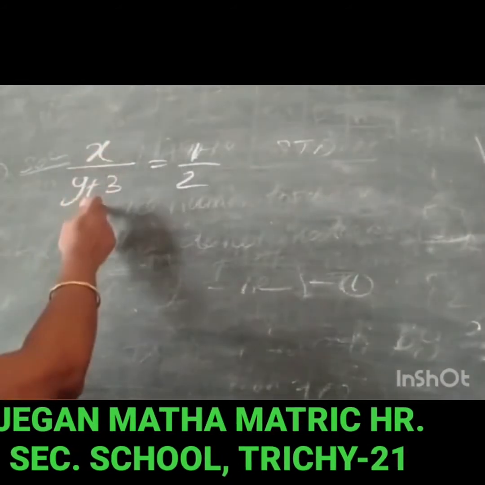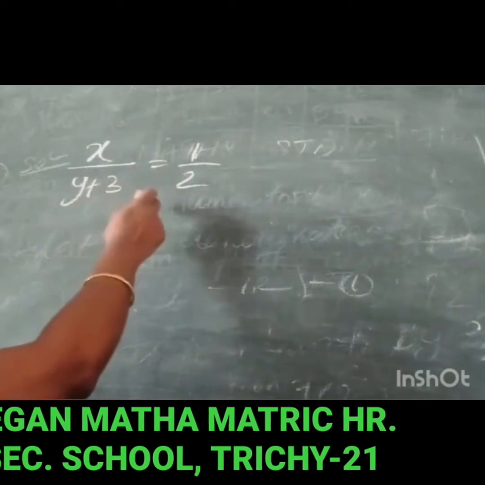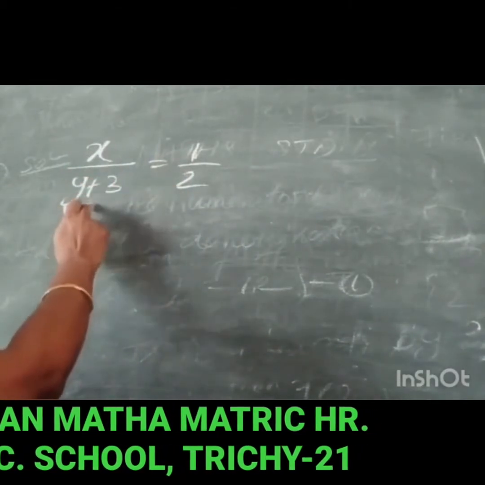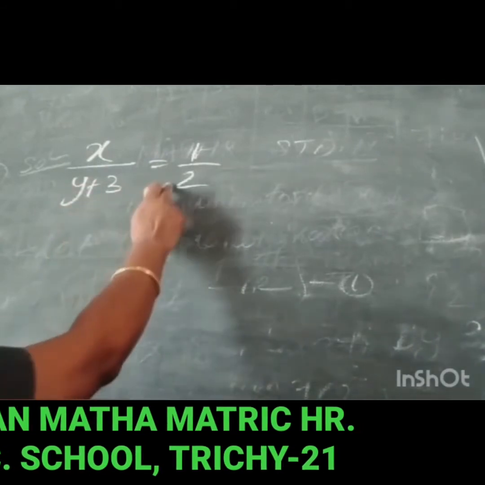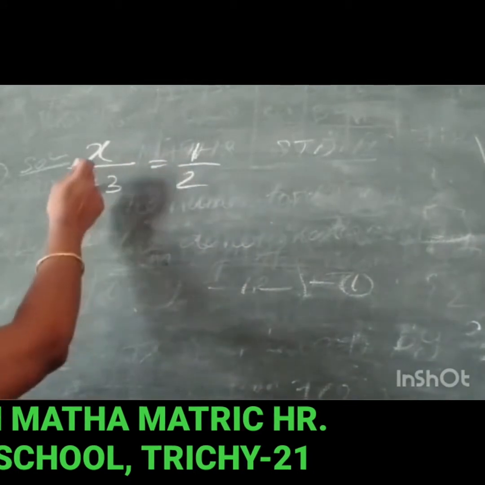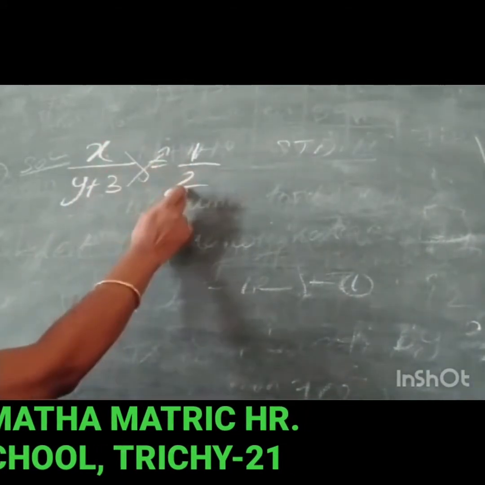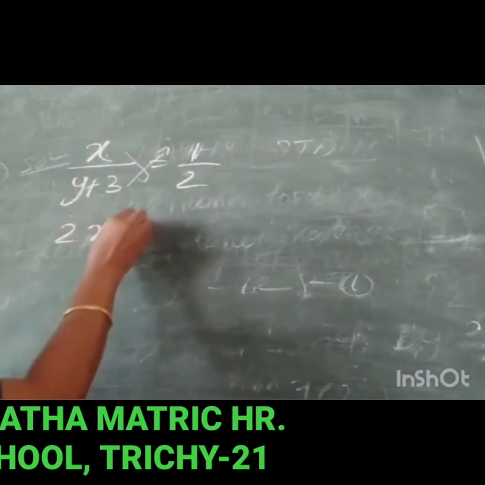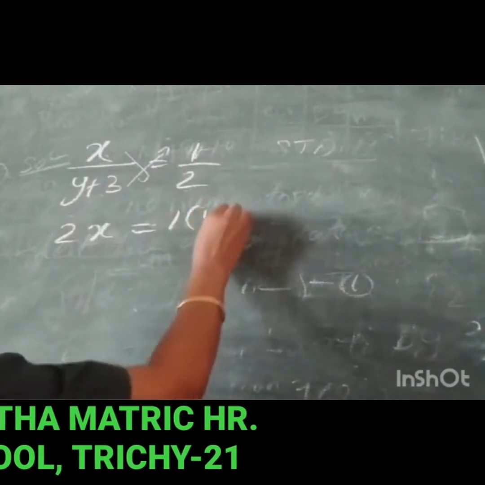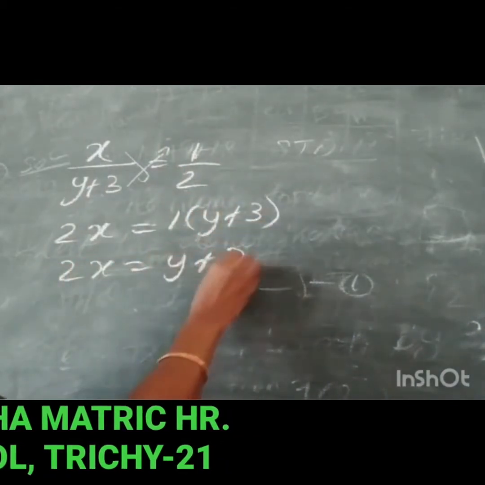Now we have the left hand side, x divided by y plus 3, equal to 1 by 2. That is the information given in the sum. The denominator is increased by 3 means the value is 1 by 2. So you have to apply this y plus 3. Now you can do the cross multiplication. x multiplied by 2, so 2x on the left hand side, equal to 1 multiplied by y plus 3. So 2x equal to y plus 3.